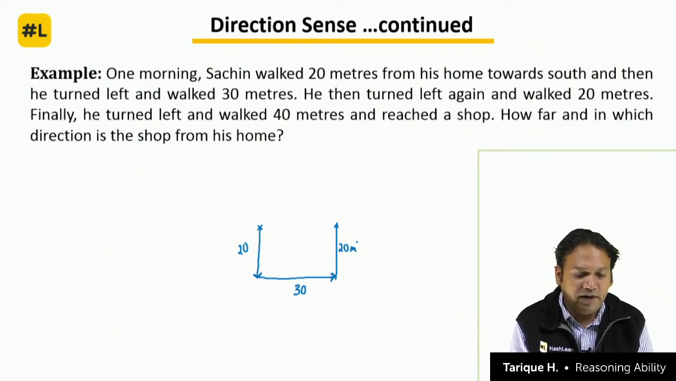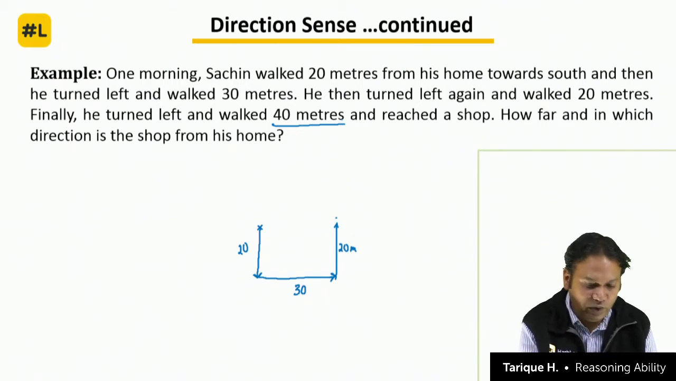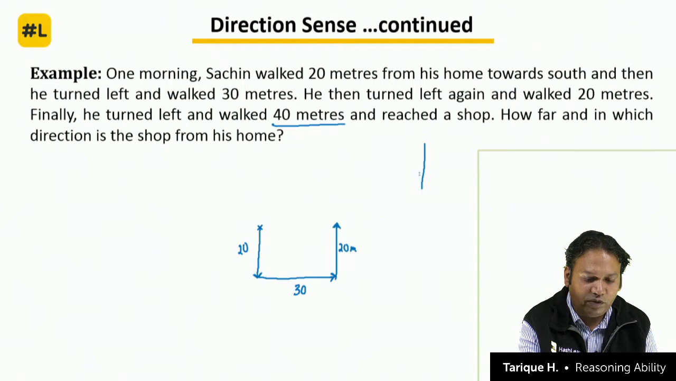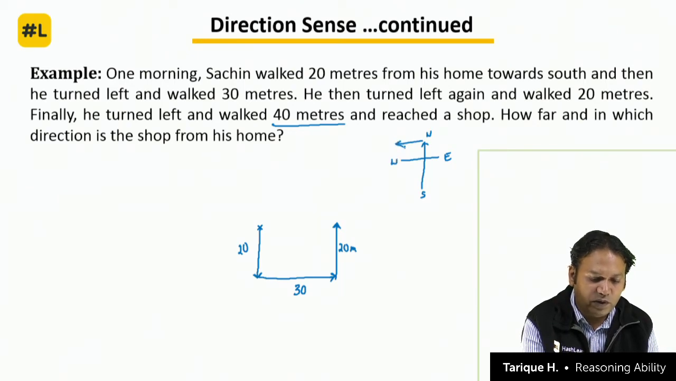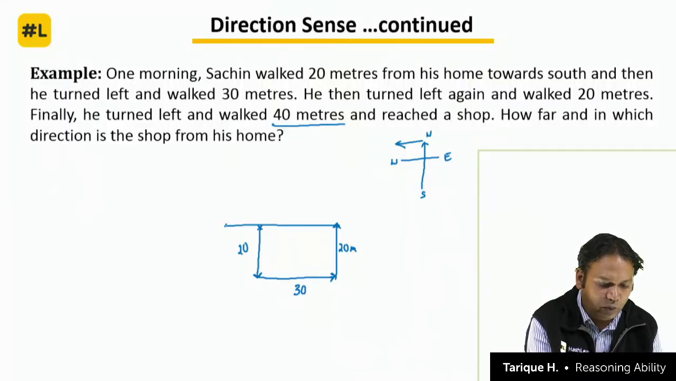Finally, he turned left and walked 40 meters. How many meters is he walking? 40 meters. So you are going towards north and you turn left. So we have north, south, east, west. So north, you turn left, you go towards west and walk a total distance of 40 meters.